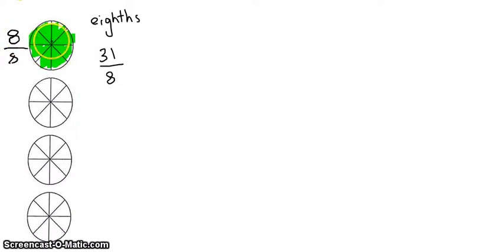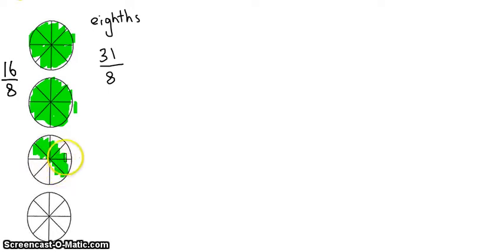I've shaded in 8 eighths, but I want to shade in 31 eighths, so I need to shade in another 8 eighths. Okay, so far I've shaded in, I'll get rid of the 8 eighths now, because I've no longer shaded 8 eighths. So now I've shaded in how many eighths altogether? Well, 8 and 8 makes 16. So I've shaded in 16 eighths, and that's an improper fraction as it is. And obviously that's not 31 eighths. We want to get to 31 eighths.